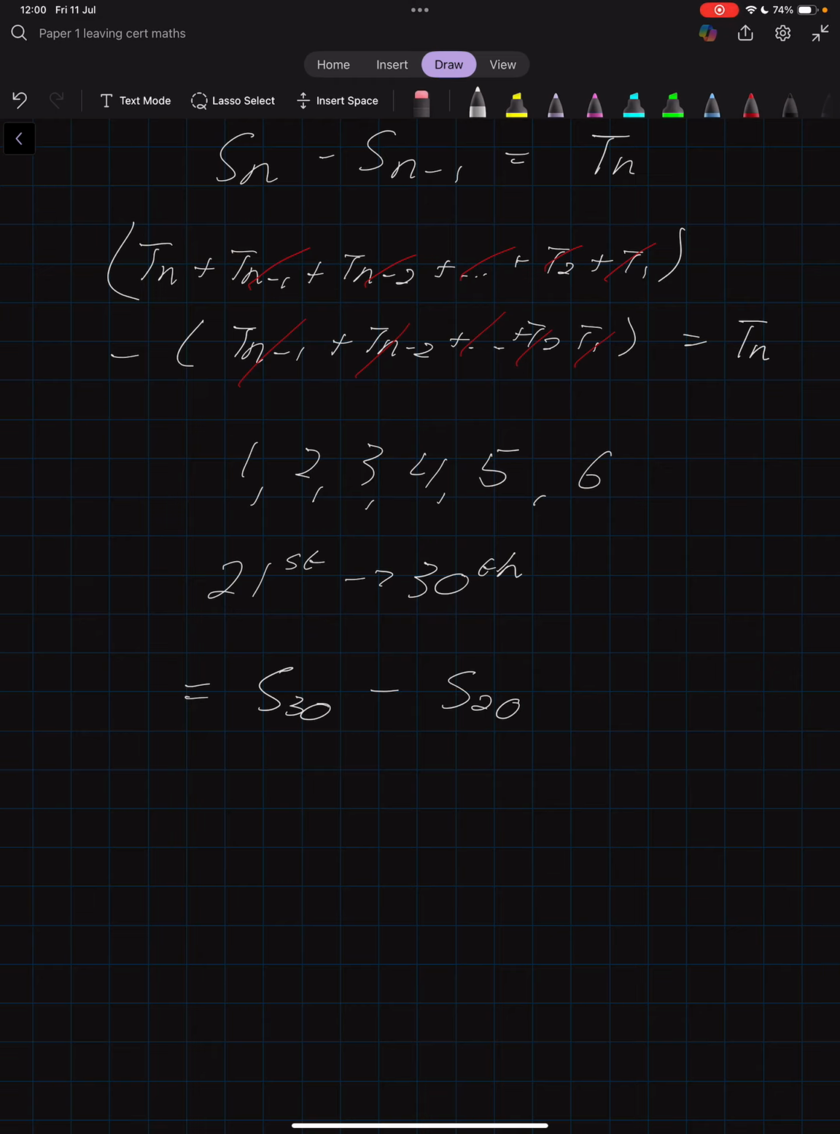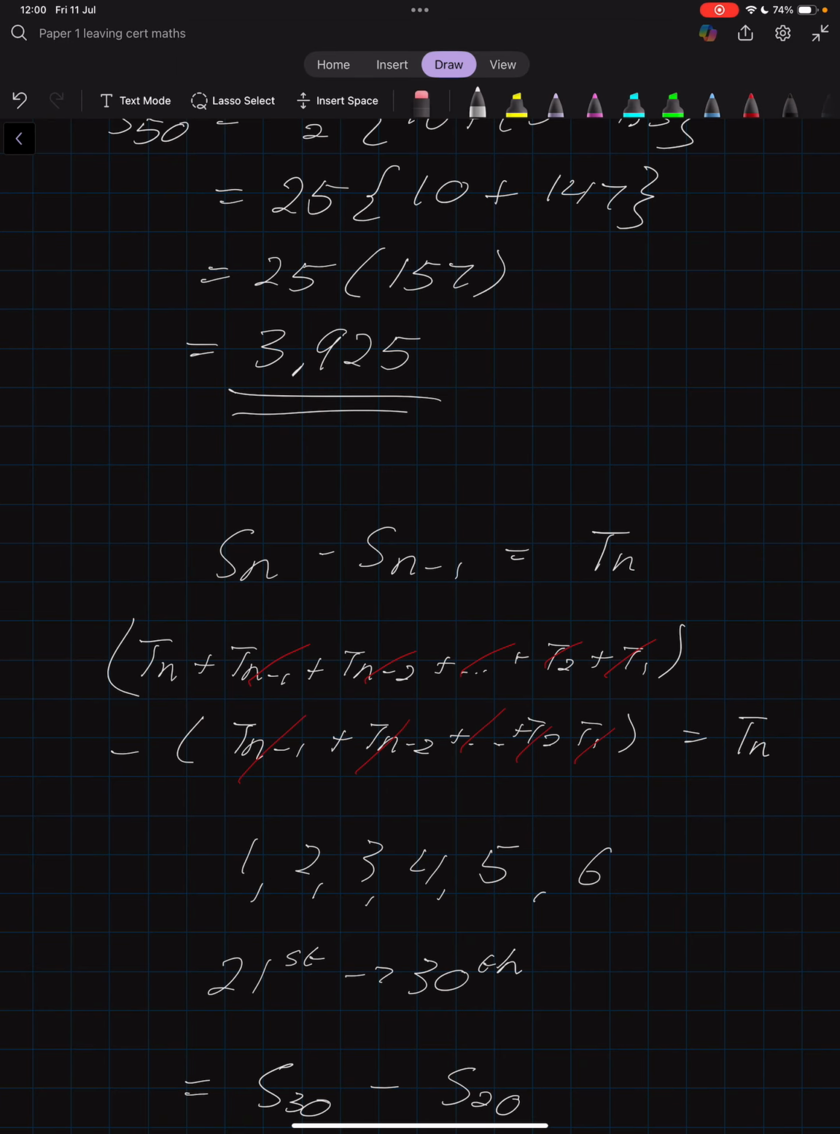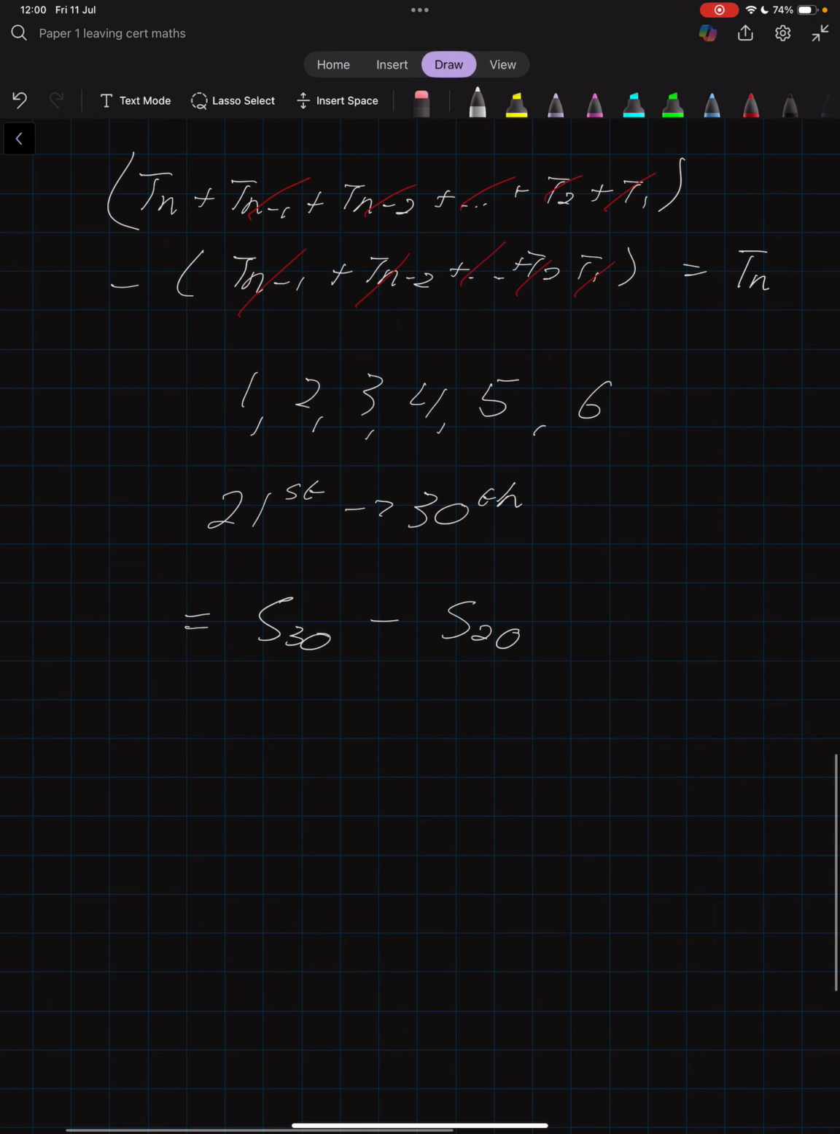Hopefully that makes sense. So in the same way that Sn minus Sn minus 1 is equal to Tn, S30 minus S20 is equal to T21 plus T22 up to T30. Like that. So this is what it equals. So first of all, I want to know that A is equal to 1 and D is also equal to 1, just for the simple fact that the first number is 1 and your common difference is also 1.